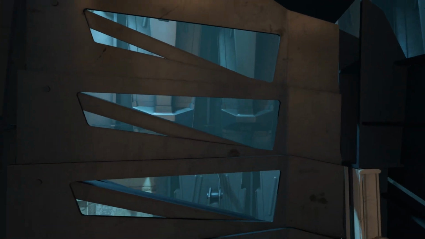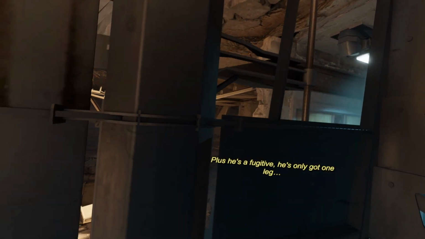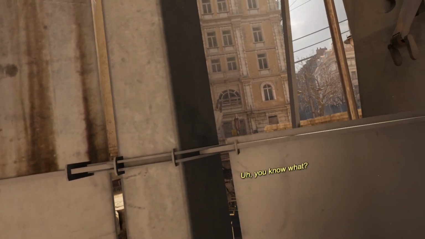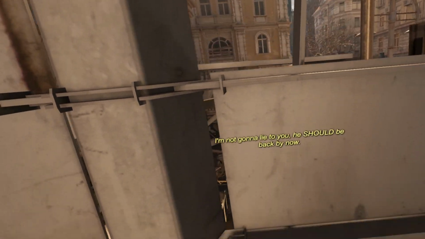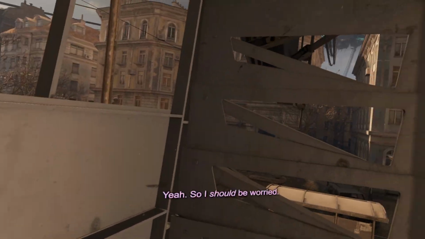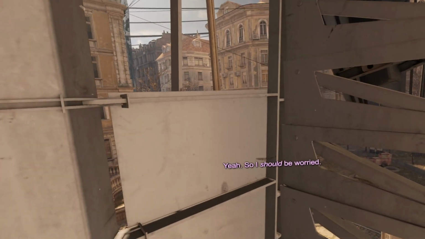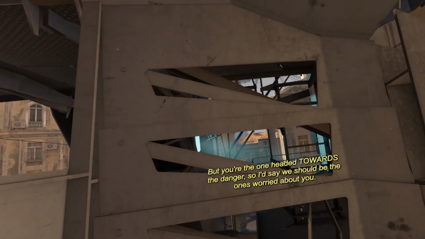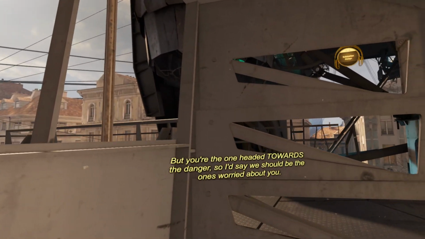He's on foot, moving at 3 miles an hour, plus he's a fugitive. He's only got one leg, there's obstacles, no direct path. You know what? I'm not gonna lie to you. He should be back by now. Yeah. So I should be worried. Normally, yes, but you're the one headed towards the danger, so I'd say we should be the ones worried about you.